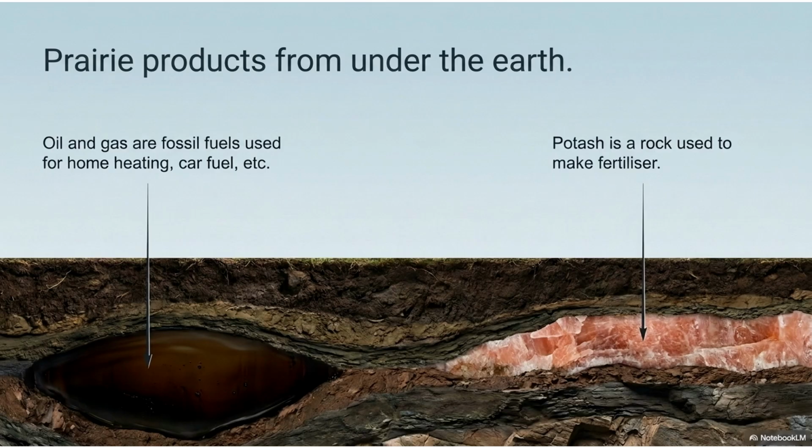Prairie products from under the earth. Oil and gas are fossil fuels used for home heating, car fuel, etc. Potash is a rock used to make fertilizer.